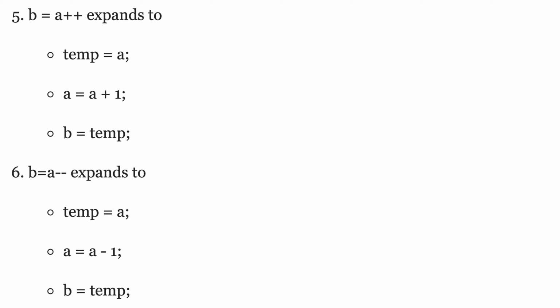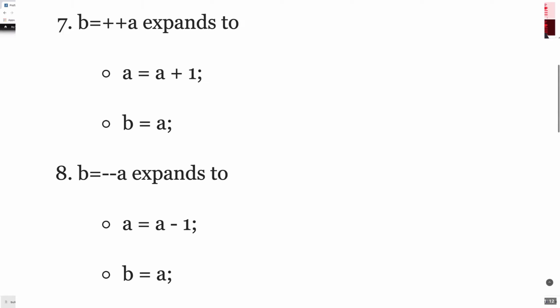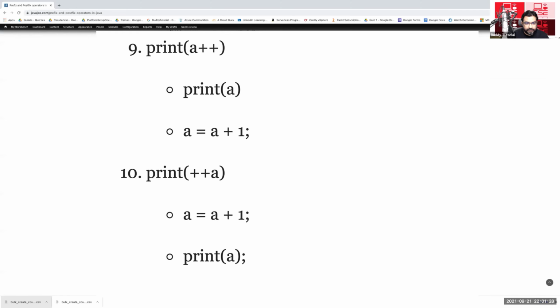Similarly, b = a-- expands to temp = a, a = a - 1, b = temp. And again, b = ++a expands to a = a + 1, b = a. So b = --a expands to a = a - 1, b = a. And then print a++ will print a, then a = a + 1. Print ++a means it will first do a = a + 1 and then it will print a.